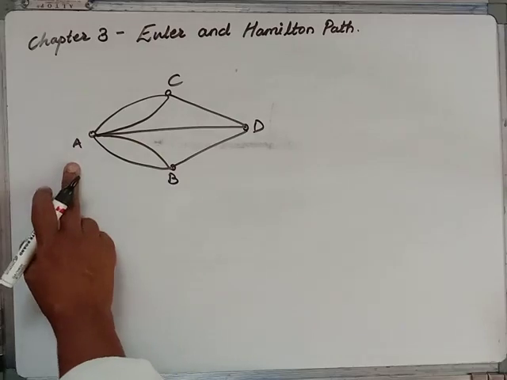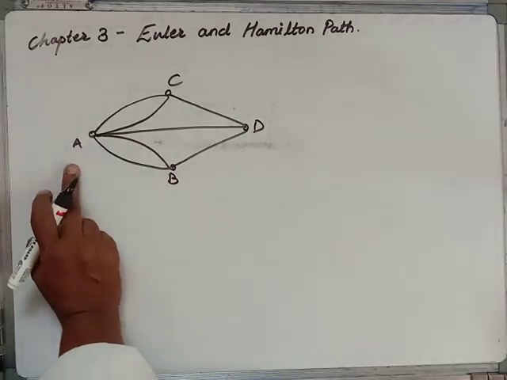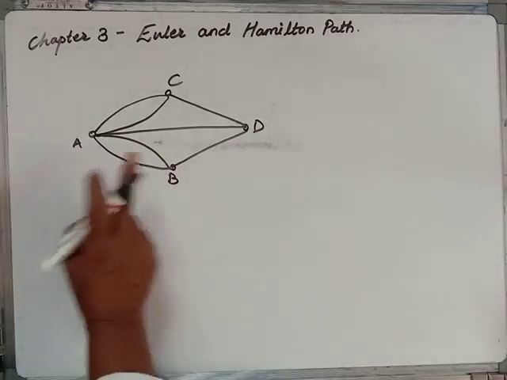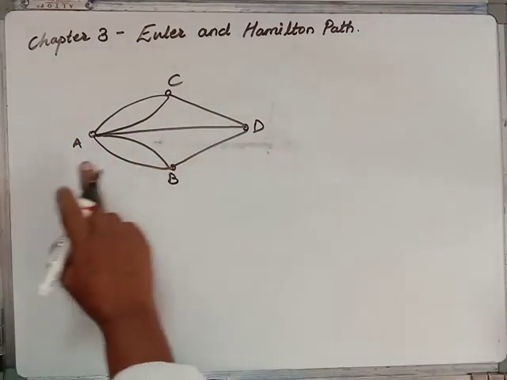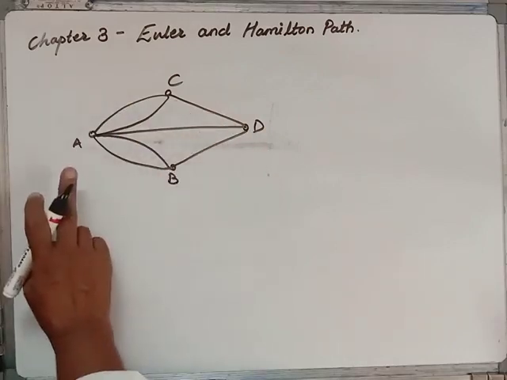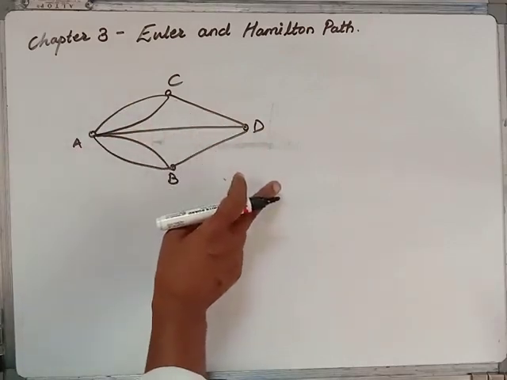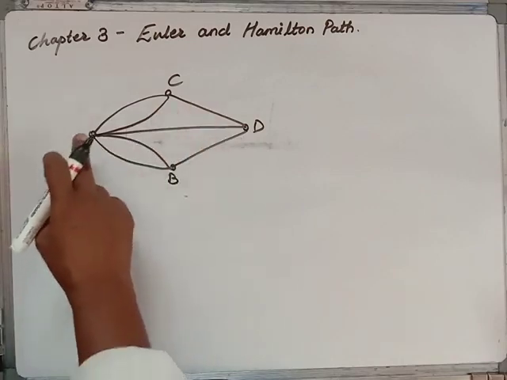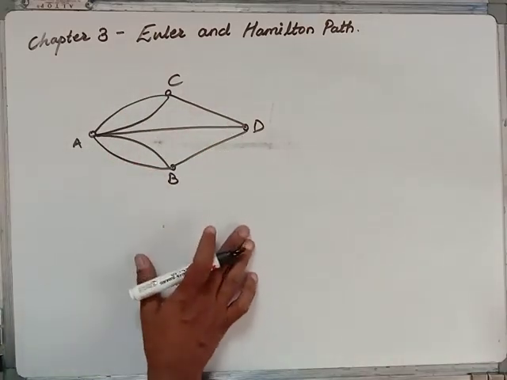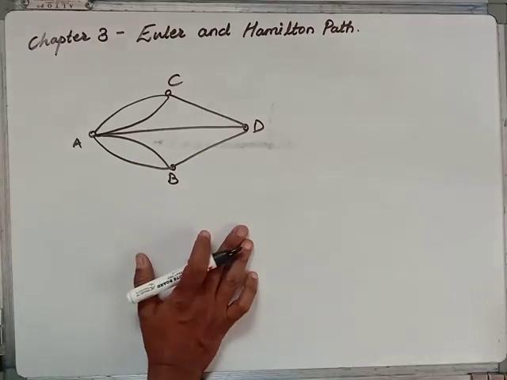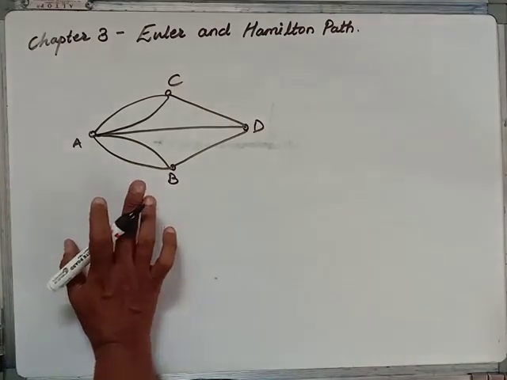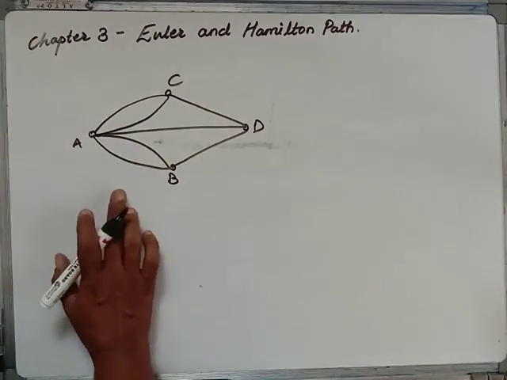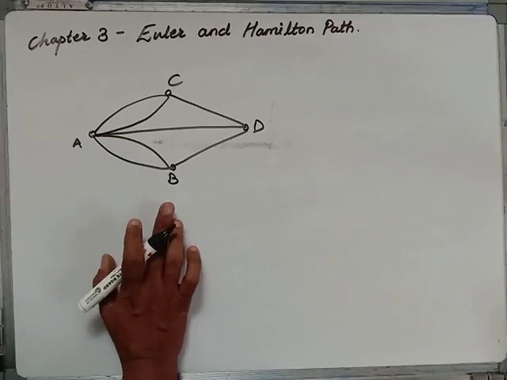We have to go from A to D here, but can we travel along the edges of the graph starting at a vertex and returning to it by traveling each edge of the graph exactly once? A similar other question: can we travel along the edges of the graph starting at a vertex and returning to it while visiting each and every vertex of the graph exactly once?